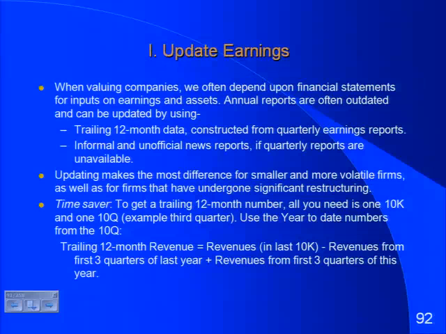Let me take each of those items. Okay? Let's start with the updating issue. If you wanted to get trailing 12-month numbers, let's say you're doing a US company, give me the mechanics of getting trailing 12-month earnings. How would you do it? The long way is to do what? Download 4 quarterly statements, right? Add them up.